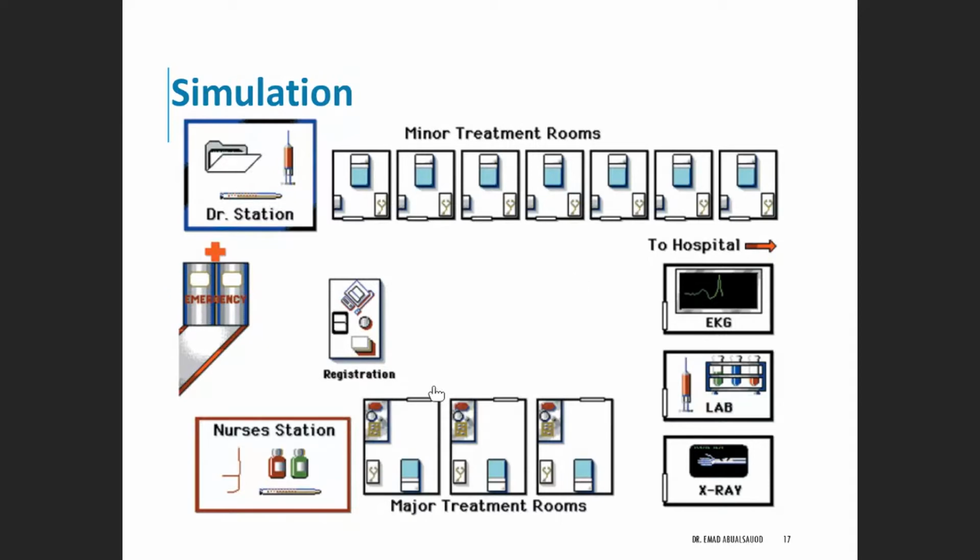How will the working or the process be affected? What about if the major treatment rooms were aligned next to the minor? I'm just giving assumptions here: how will the process be affected in terms of the processing time, in terms of the workflow, and all that.